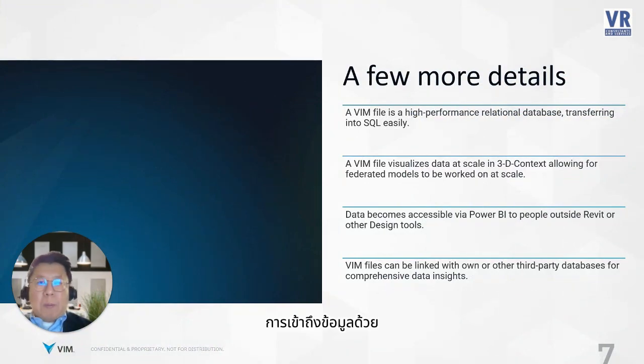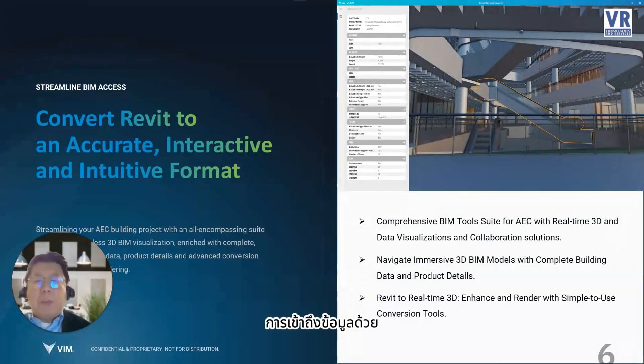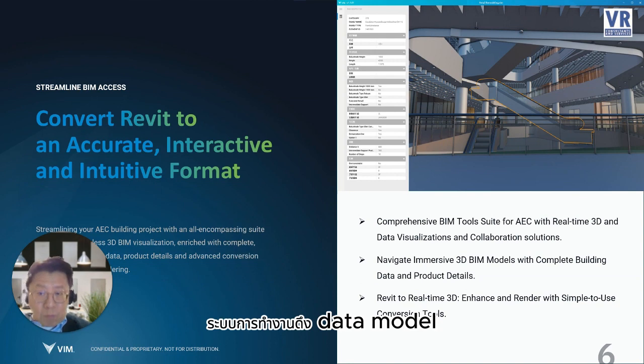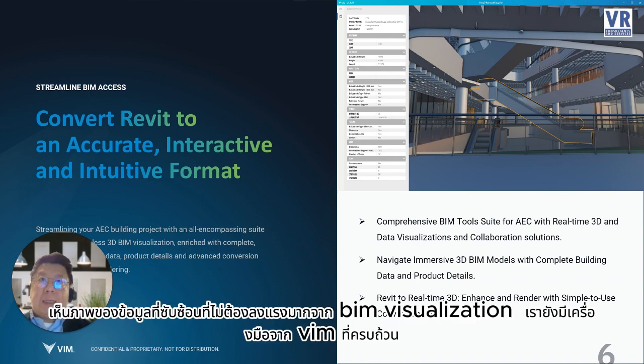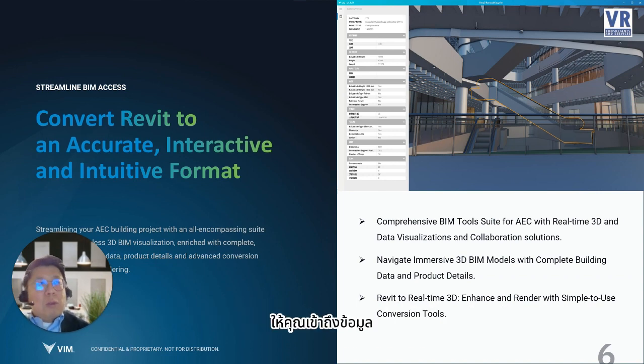The first value proposition is our unique data model. The second value proposition of our technology is that we can visualize the complex data in a lighter way for BIM visualization. We have a comprehensive BIM tool suite for real-time 3D data visualization, and you can do simple measurements and cross sections on this BIM data.